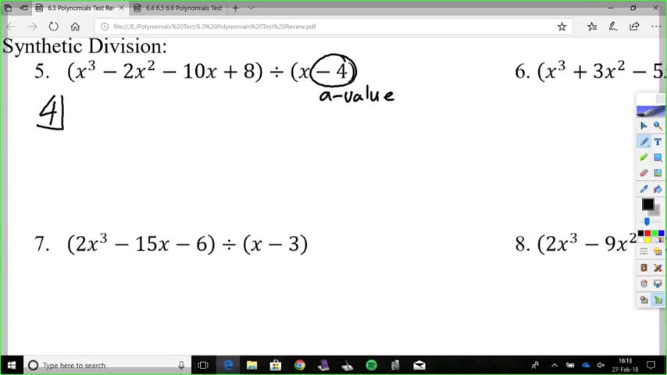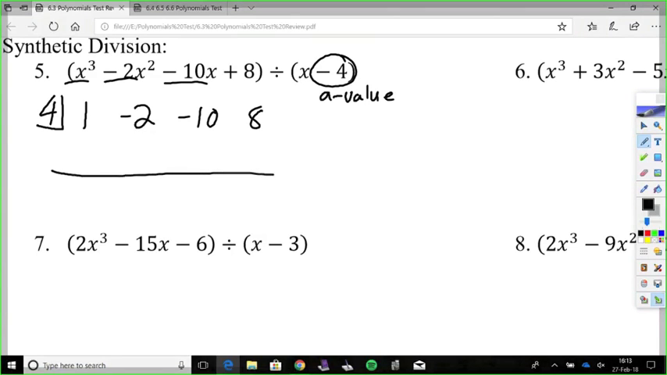And now out next to it, on the right side, we're going to have the coefficients from the polynomial we're dividing from. So we'll have 1 for 1x to the third, then we'll have negative 2 for negative 2x squared, the negative 10 from negative 10x, and then a positive 8. Skip a little bit of space because you are going to have some numbers underneath those numbers, and put a little line.